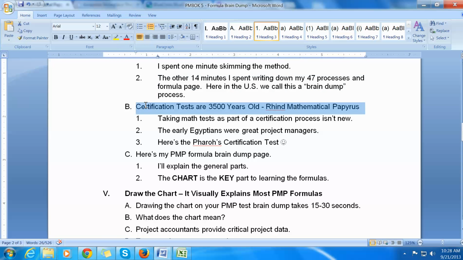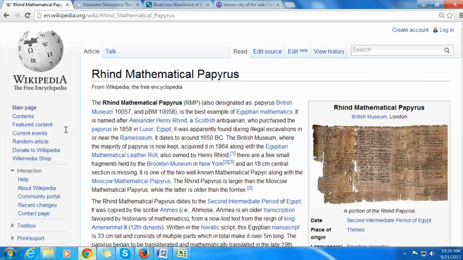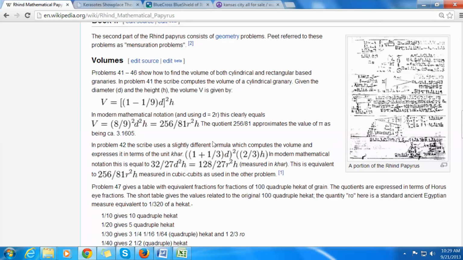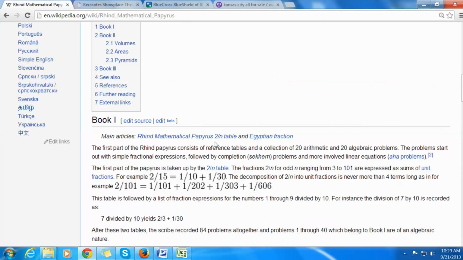Now, certification tests are not a new thing. As best I can tell, they are 3,500 years old. This is actually based off of something called the Rhind Mathematical Papyrus. So taking math tests as part of certification is not new. The early Egyptians were great project managers. And just for the fun of it, here's the Pharaoh's certification test. This is over on Wikipedia. You can look it up. It is the Rhind Mathematical Papyrus. And you're glad you don't have to take these formulas. Pretty daunting, pretty scary stuff.